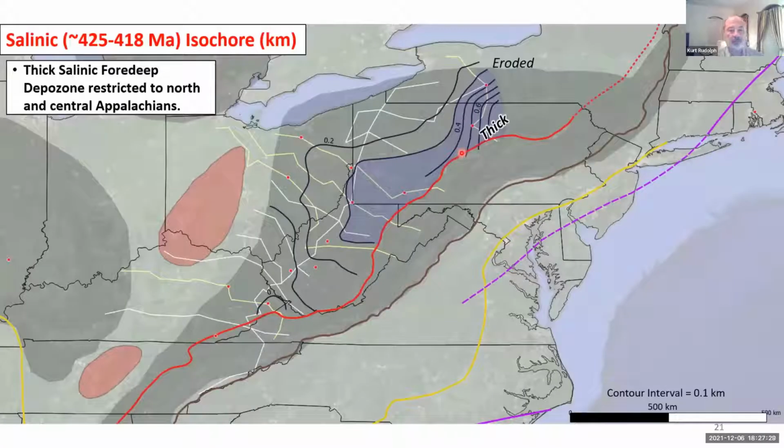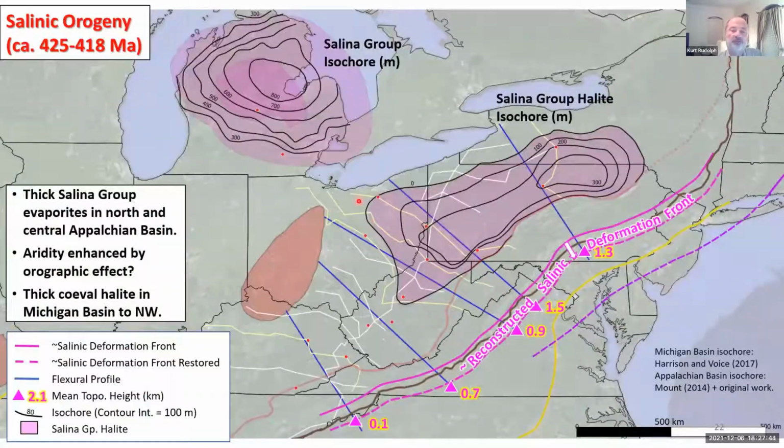So the Salinic, I'm not going to spend a lot of time on. It's a very modest little orogeny, very short-lived. Again, it's best developed in the central and northern Appalachian foreland, and it's dominated by evaporitic fill. So it's very thick halites and usually rimming anhydrite, and then eventually you get into evaporitic dolomites, et cetera. This is an isochore of just the net halite that we see in the northern and central Appalachian foreland. This is where the mountain belt was. You see now we're getting much smaller topographic relief.